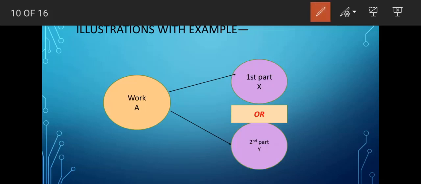Illustrations with example. So here in this case the entire work is A. If I divide this work into two parts, say the first part is capital X and the second part is capital Y. But for completion of this work, any one of these tasks is to be completed, either the first part or the second part. So the connection is represented in terms of or. Where there is or, it signifies the utility of fundamental principle of addition.